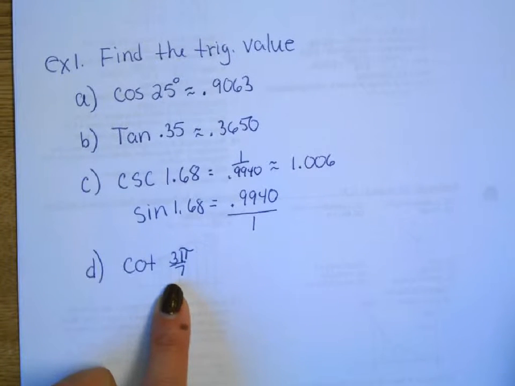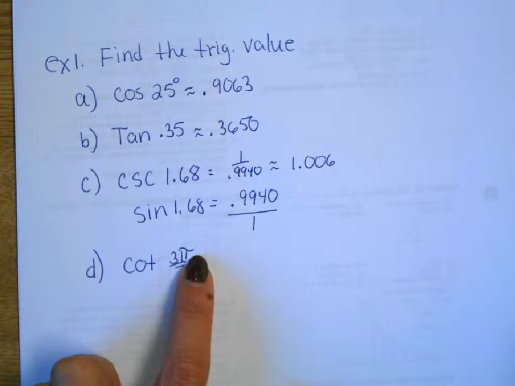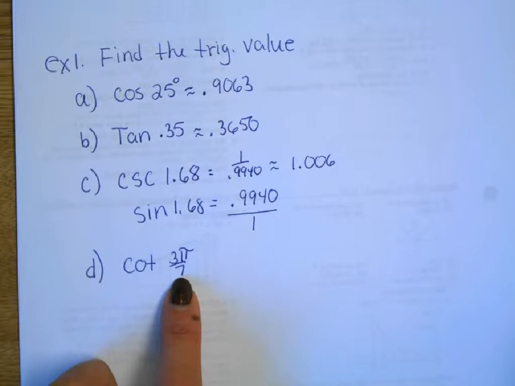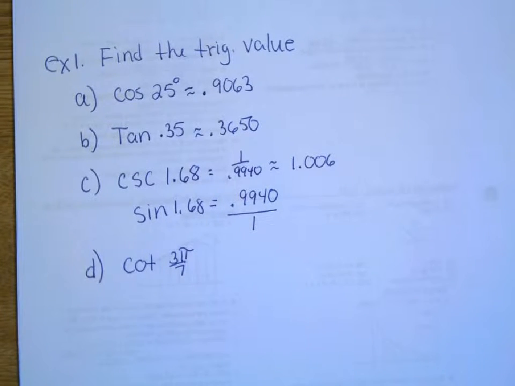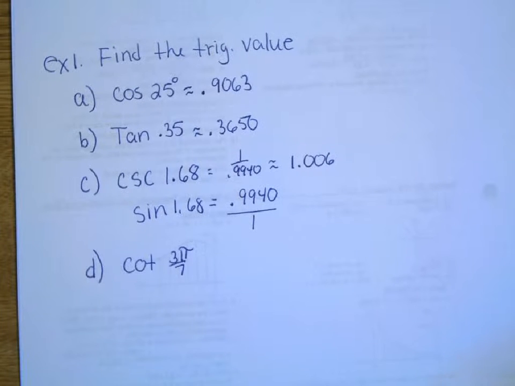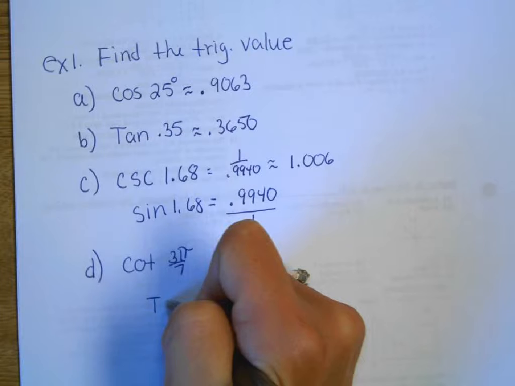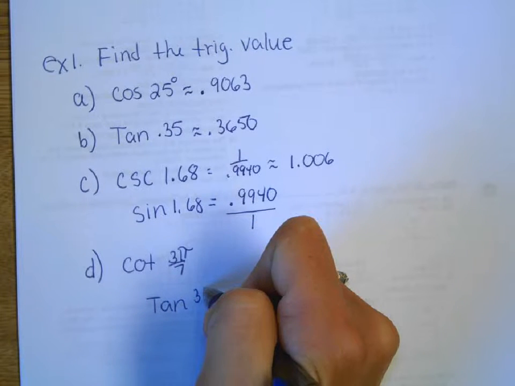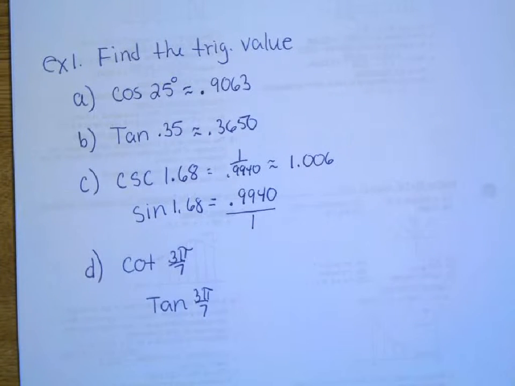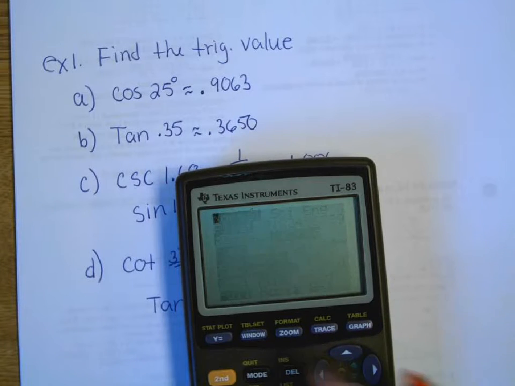I'm going to be touching the tangent button, I think, eventually here. What mode do I need to be in? Radian. There is no degree here. This is a radian angle. How do we get this? Let's do it in 2 steps. Type in the tangent of 3 pi over 7.